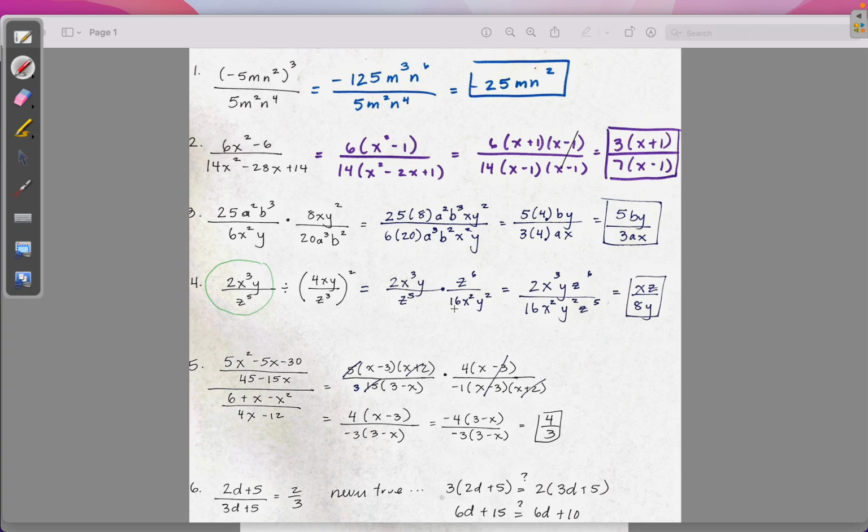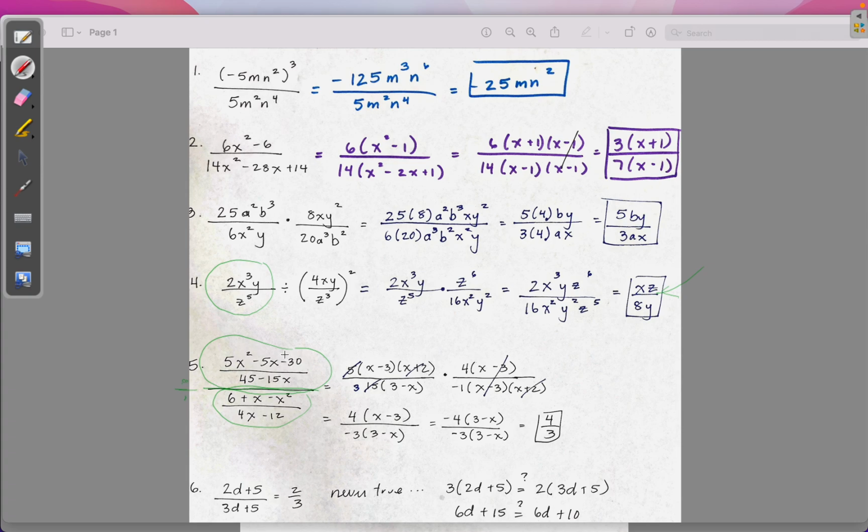So that's how I got this 16x squared y squared, and this z to the third became z to the sixth. And then I flipped it in order to find its reciprocal. And now I'm multiplying, same as I did up top, writing all the values out. Here's my final answer. Number 5 actually ends up being quite analogous to number 4, because this giant division sign can be thought of as this classic division sign. And it just means, leave this entire numerator as is, and then multiply by the reciprocal of this fraction down here. So that's what I've done.